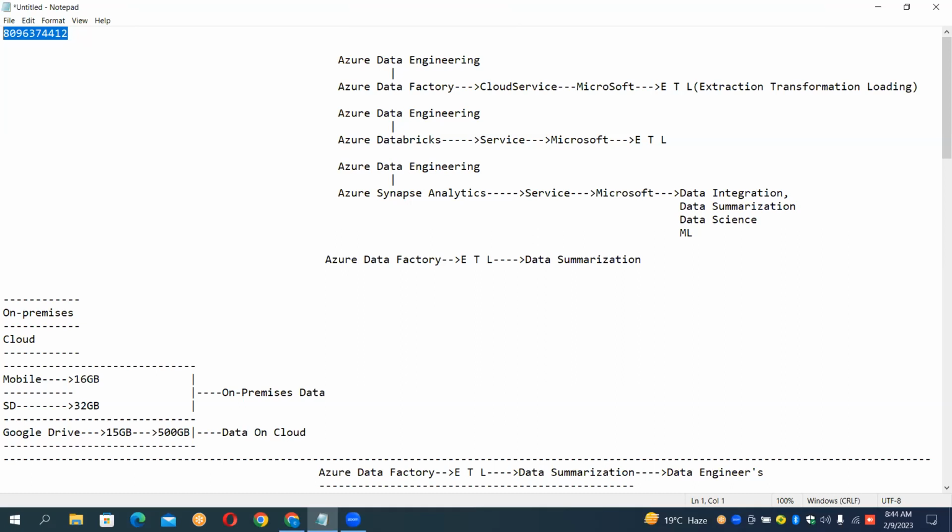And ADF is similar to SSIS. The concept is almost the same, but you have many more things in Azure ADF.